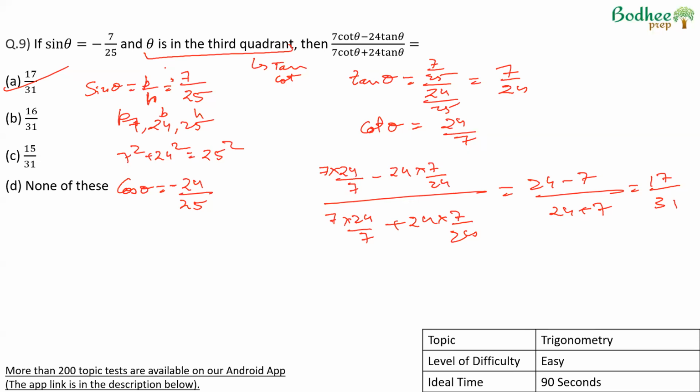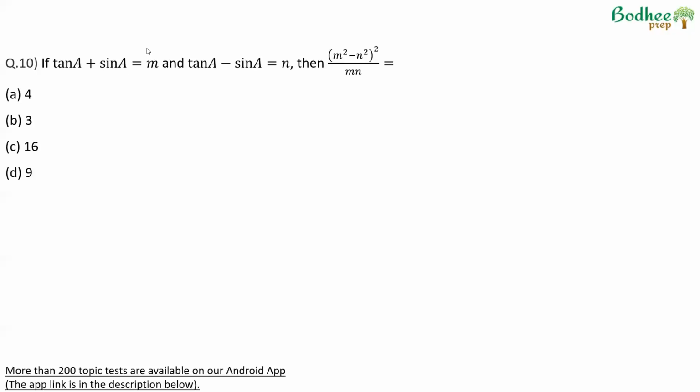This is a relatively, I think, easy question, not more than a minute and a half to solve. Just have to put the values and the calculations are also very simple. Tan A plus sin A is M. Tan A minus sin A is N.